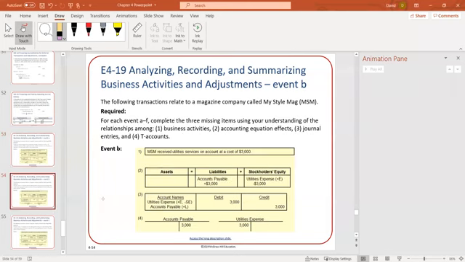Here's one where you receive some utility services at a cost of $3,000. So you've actually incurred the expense. It's on account. So you're going to increase your expense and increase your liability. Here's your debit to your utilities expense and credit to accounts payable.